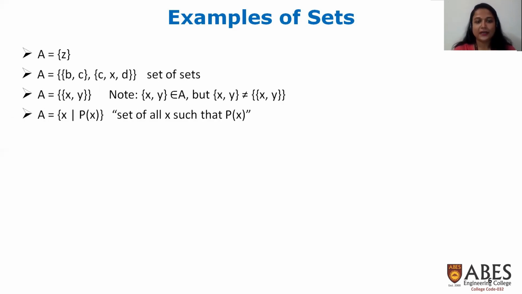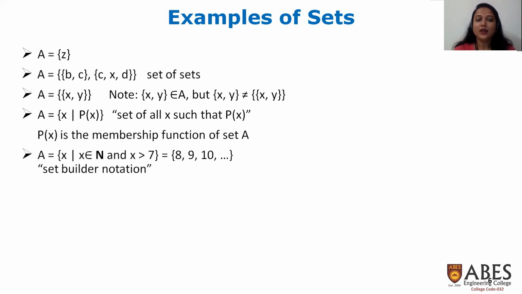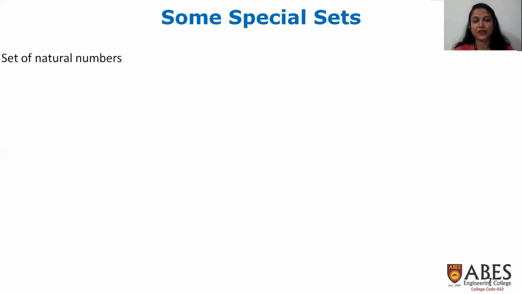Next, mu of x is the membership function of set A. A is a set consisting of x as an element where x belongs to N, a natural number which is greater than 7. So here the elements will start from 8, 9, 10 and so on. This is called set builder notation.